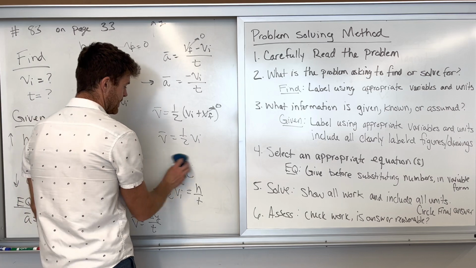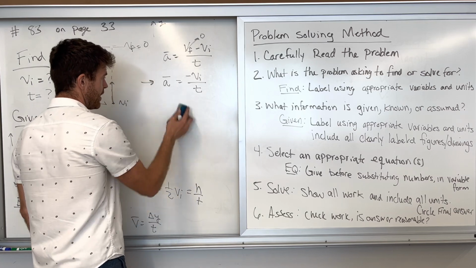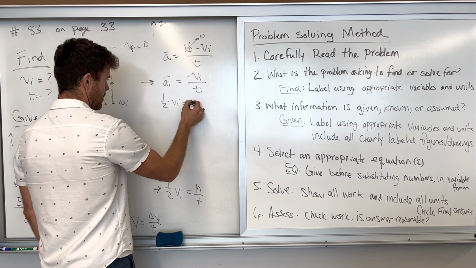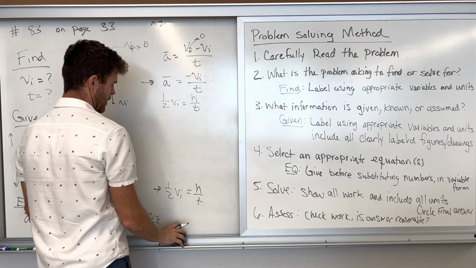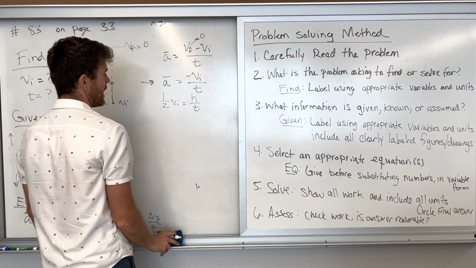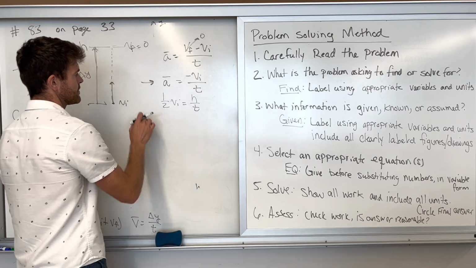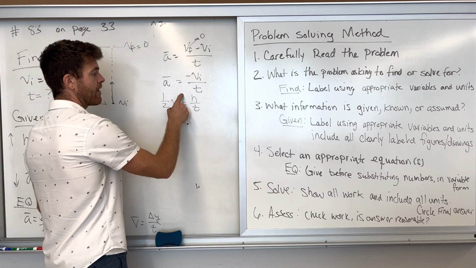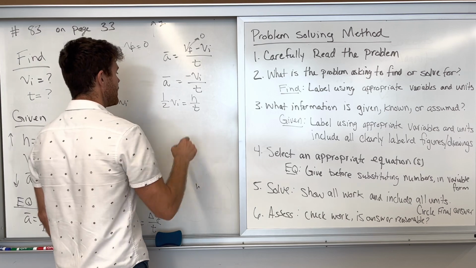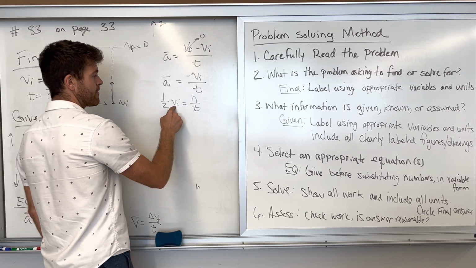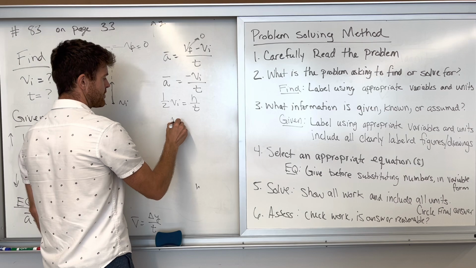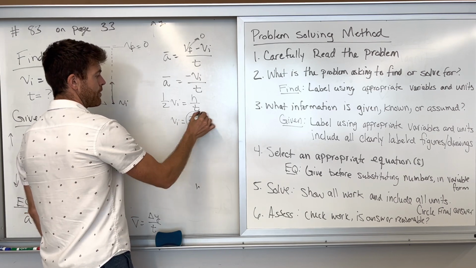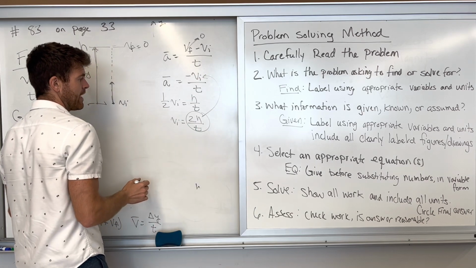I'm going to erase this and pull this equation up here. Because both of these equations have vi, initial velocity, and t as unknowns. So what I can do is solve one of these equations for one of these variables and then substitute it into the other one. So this one's pretty easy. I'm going to solve this one for vi. So vi, initial velocity, is equal to 2h over t. I'm going to substitute that in for vi there.